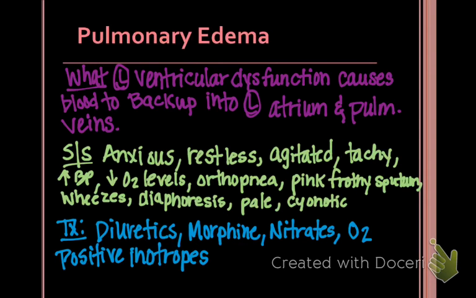Which will assist in improving cardiac output. Not a whole lot for these people, but a little bit. Positive inotropes. A lot of times you'll see low dose dopamine, dobutamine, bronchodilators.